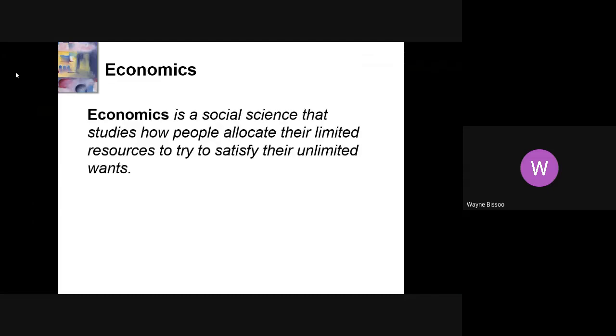So let's get going. First off, let's define what economics is. Economics is a social science that studies how people allocate their limited resources to try and satisfy as many of their unlimited wants. We're going to get into more details about that in future units, but for now, economics is a social science that tries to study the behavior of people using the scarce resources we have.